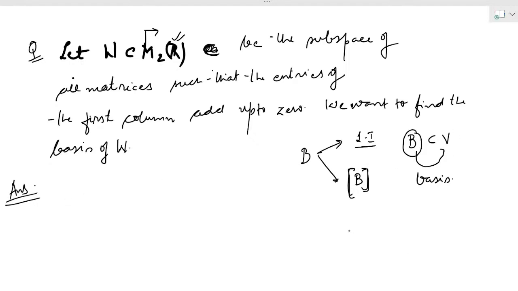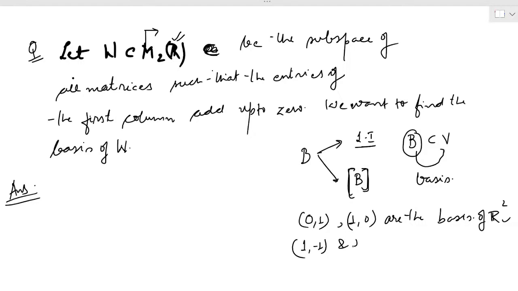For example, I told you, let us say (0,1) and (1,0), or (1,0) and (0,1), are a basis for R square. In fact, they are the standard basis of R square. That is one example. Similarly, we also saw that (1,-1) and (-1,1) are also a basis of R square.